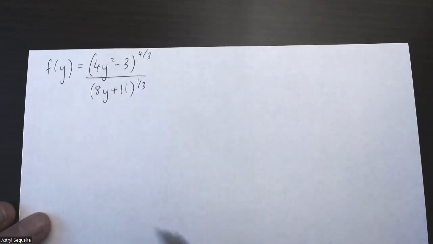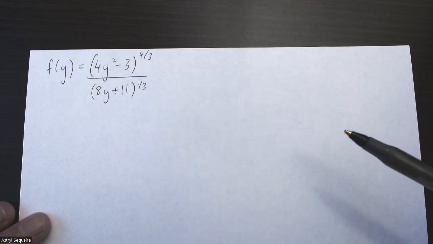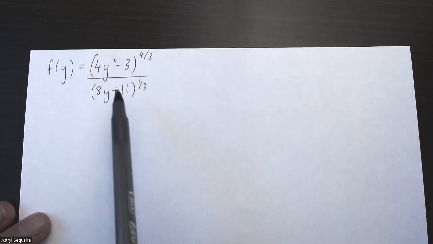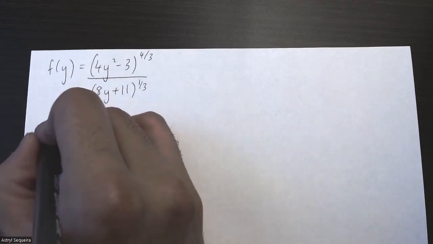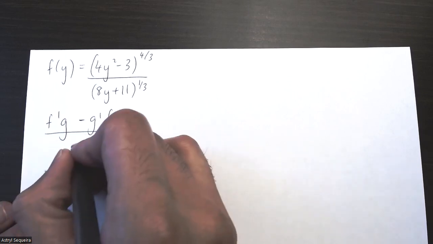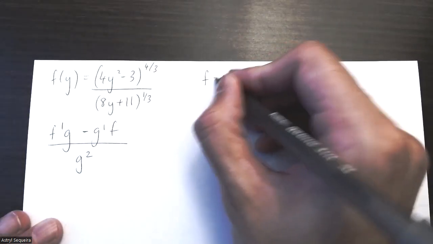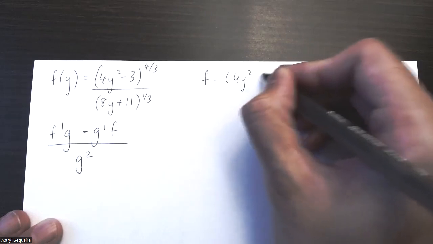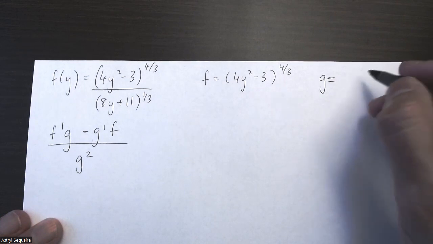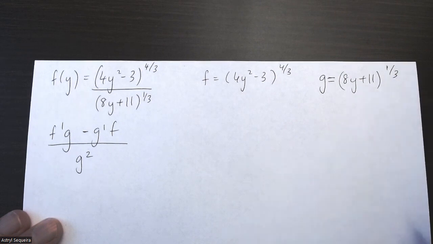All right, in this video, we want to derive this rational function, and we're going to do it using the quotient rule because we got a function on the top and a function on the bottom. The quotient rule is f prime g minus g prime f divided by g squared. So f is simply the top, which is (4y squared minus 3) to the power of 4 over 3, and g is simply the bottom, which is (8y plus 11) to the power of 1 over 3.